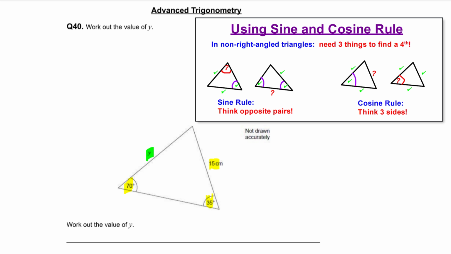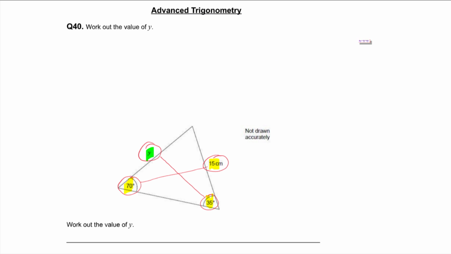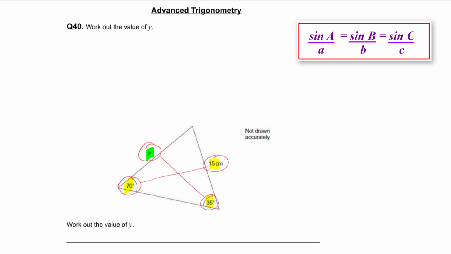What you've got here is opposite pairs. You've got an angle here, which you know, and you've got the side opposite, which you know. You've got an angle here, which you know, and you've got a side opposite, which you'll want to find out. Okay, so with the sine rule, you're always going to have opposite pairs like that. So I've got a 70 going with the 15, I've got a 35 going with the thing that I want to find. Now the sine rule you can write down either with the angles on the top or the sides on the top. Now I would write it down in the way that you want to find it.